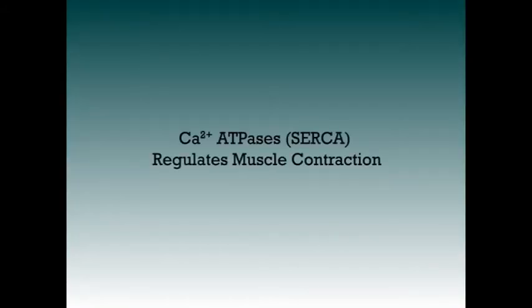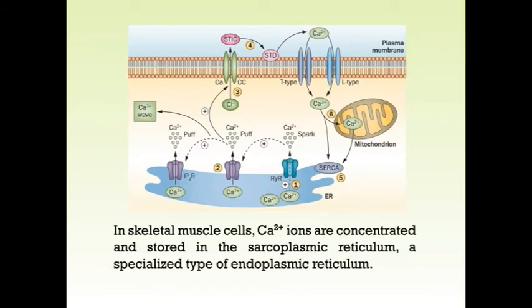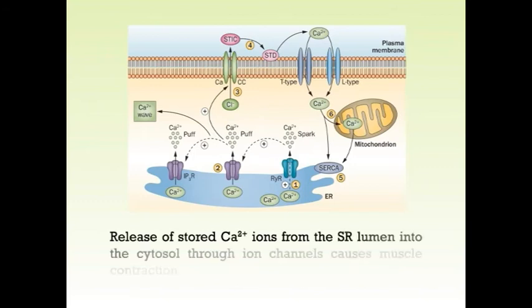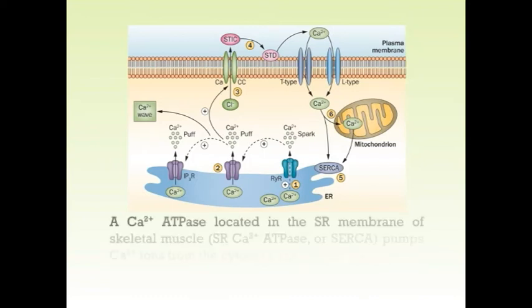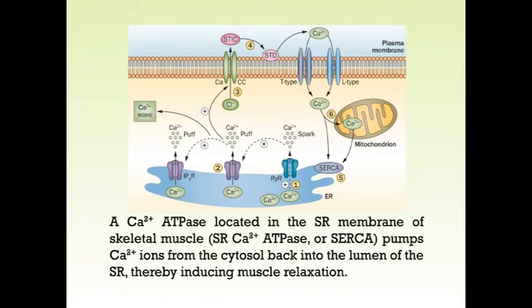Now let's look at how calcium ATPase, or SERCA, regulates muscle contraction. In skeletal muscle cells, calcium ions are concentrated and stored in the sarcoplasmic reticulum, which is a specialized type of endoplasmic reticulum. Release of stored calcium ions from the SR lumen into the cytosol through ion channels causes muscle contraction. A calcium ATPase located in the SR membrane of skeletal muscle, also known as SR calcium ATPase or SERCA, pumps calcium ions from the cytosol back into the lumen of the SR, thereby inducing muscle relaxation.